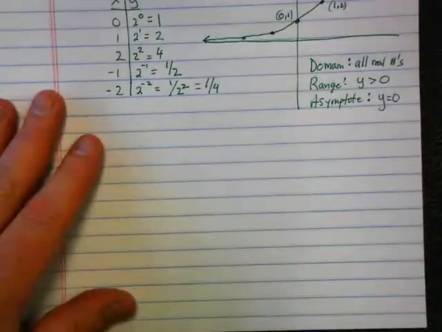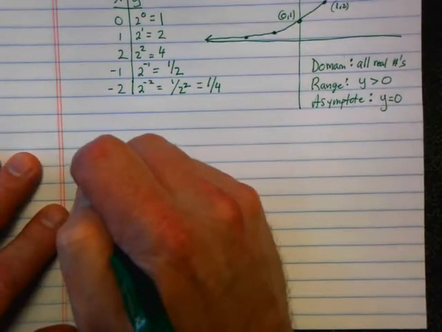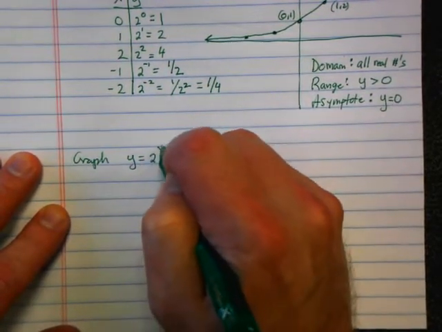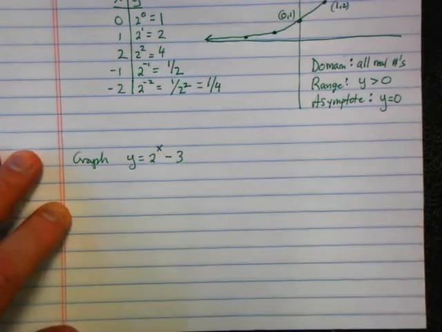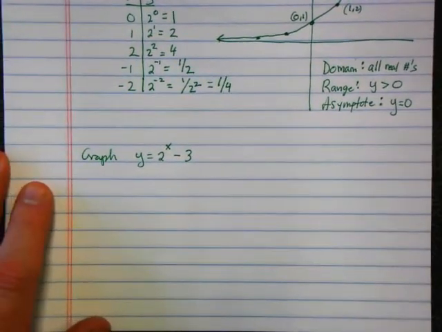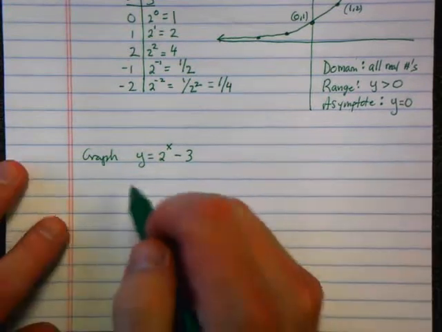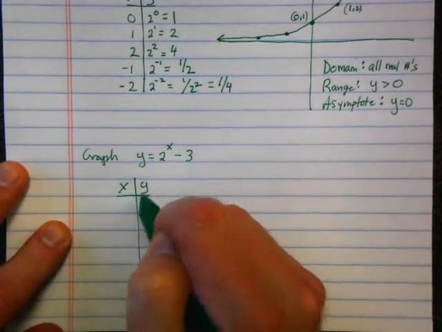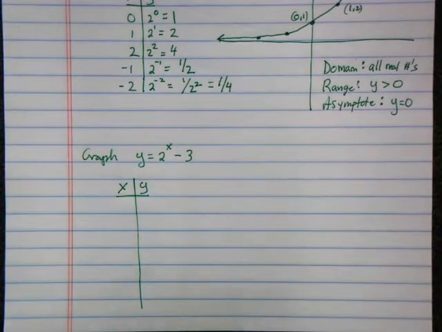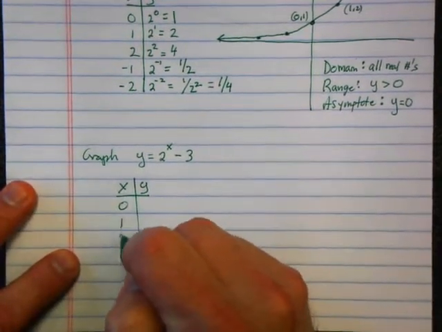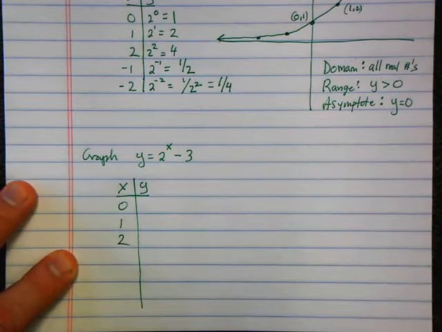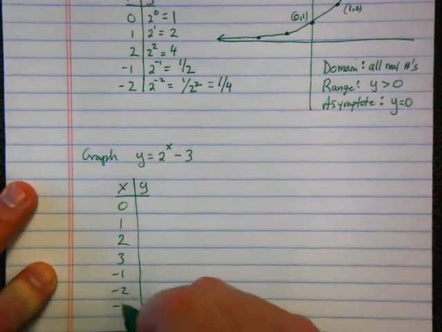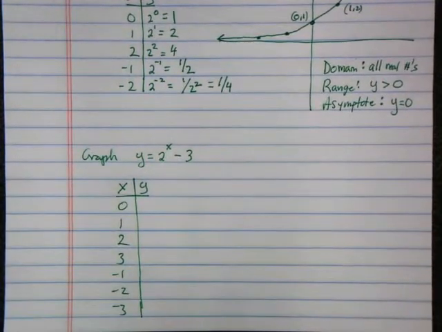All right, now let's change it a little bit. What if I asked you to graph y equals 2 to the x minus 3? Once again, I personally would begin by building a table. I would plug in 0, my two favorite positive numbers, 1 and 2, maybe even 3. And then I would plug in some negative numbers, -1, -2, and we'll even go all the way down to -3.